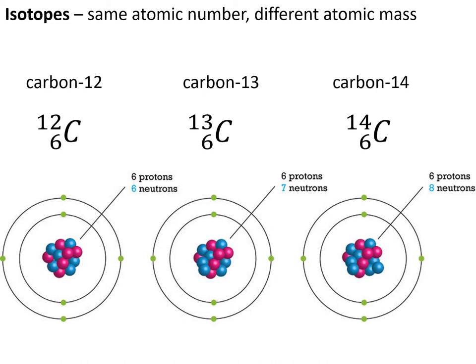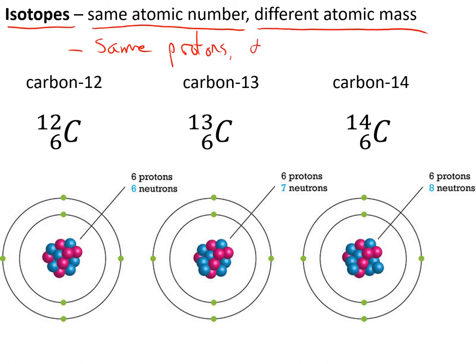Now, isotopes are different versions of an element with the same atomic number and different atomic mass. That is also the same as saying they have the same number of protons, but different numbers of neutrons. Okay, so for example, there are three isotopes of carbon, carbon 12, carbon 13, and carbon 14. That number that we use when we write these isotopes is just the atomic mass.